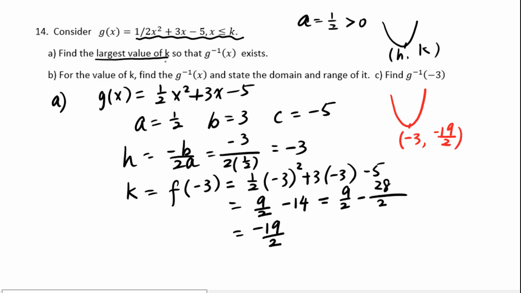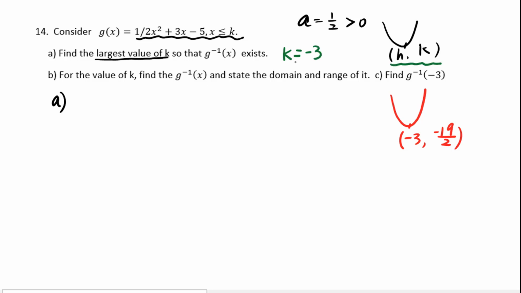The largest value of k will be negative 3, because when k equals negative 3, x less than or equal to negative 3 is this part of the graph. It will be a one-to-one function.